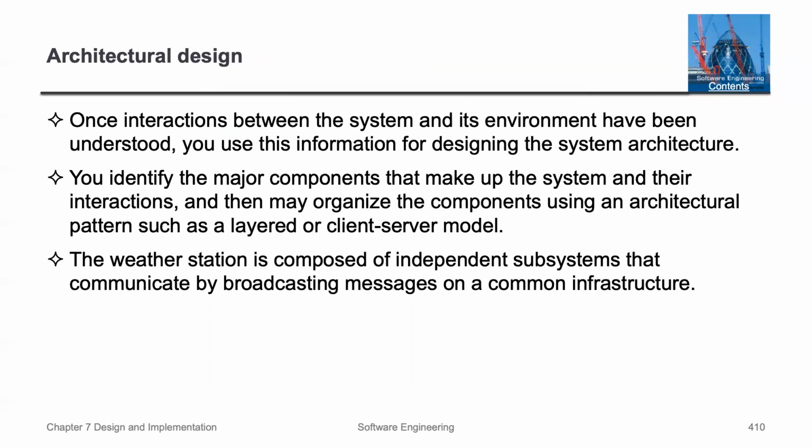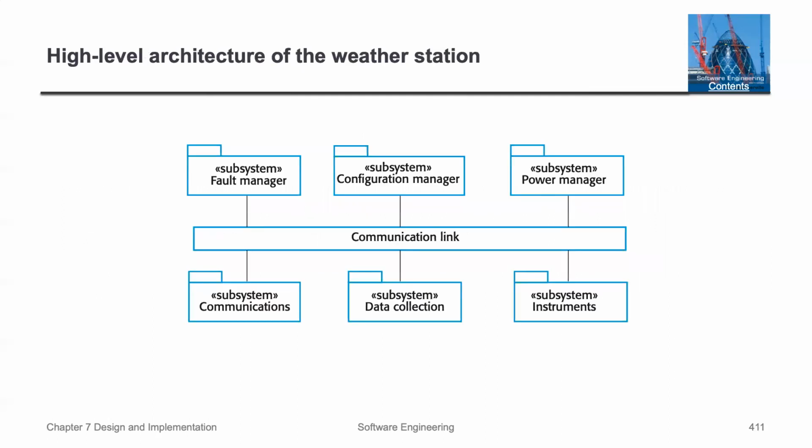The weather station is composed of independent subsystems that communicate by broadcasting messages on a common infrastructure. So here's a high-level architecture of the weather station. And so all these are connected with a communication link. So you have fault management, configuration management, power management, so various types of management subsystems. And then you have the systems to help make that happen. You have the communication, you have the data collection and instruments. And so a variety of different subsystems are all connected with a communication link.